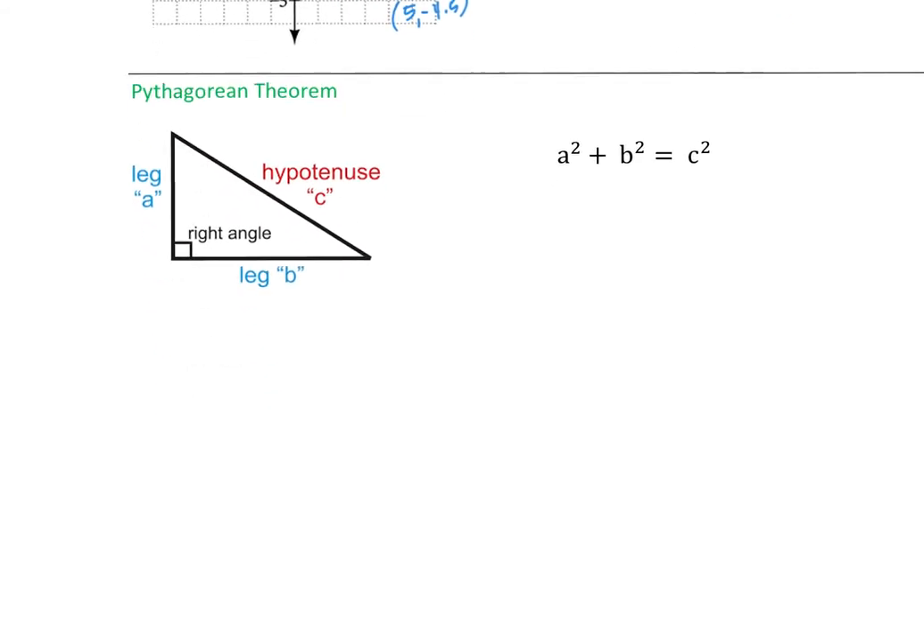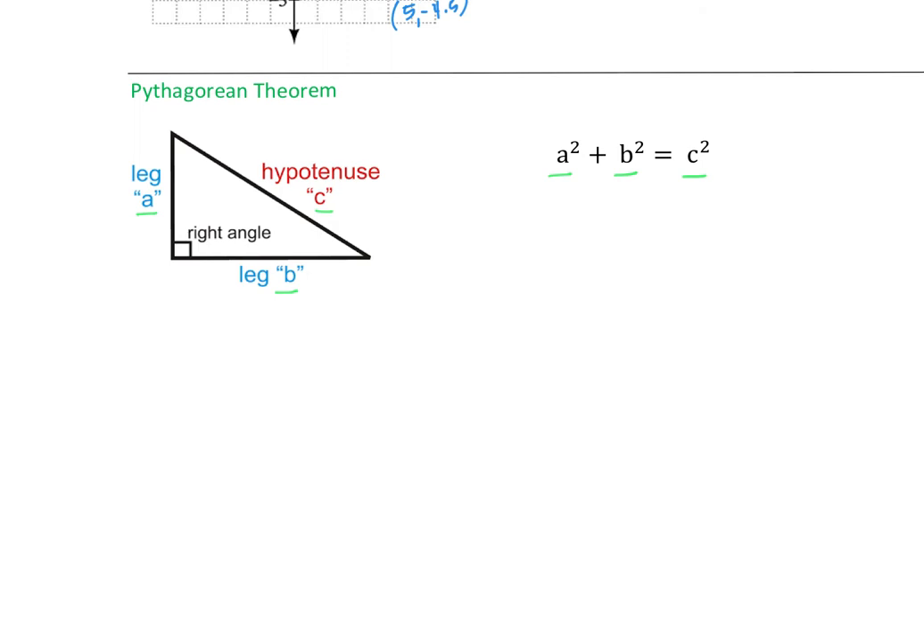Let's go down below and look at our Pythagorean theorem. In the Pythagorean theorem, we label the shorter legs, typically A and B, and then the longest side we label C, and that is our hypotenuse. Again, that's going to represent the distance between 2 points when we look on a graph. So the formula that we're all familiar with is that a squared plus b squared is equal to c squared.